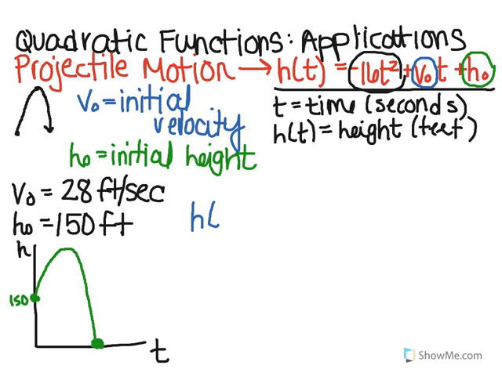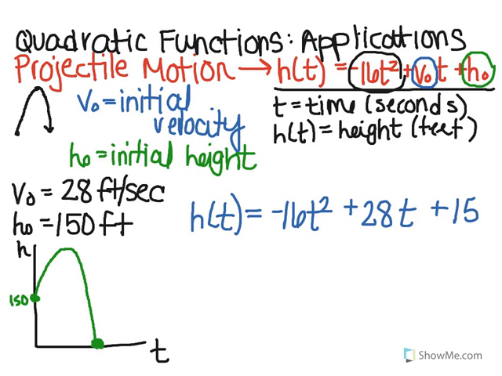So that's going to be h of t is equal to negative 16t squared plus, now we put the initial velocity, 28t, plus our initial height, which is 150. So now if I wanted to figure out the height at any time, just knowing that its initial velocity was 28 and the initial height 150, I could figure out the height. I could plug in t is equal to 2 seconds or 2.5 seconds, and figure out what the height would be at those particular times. That would be just like finding different points on your graph.